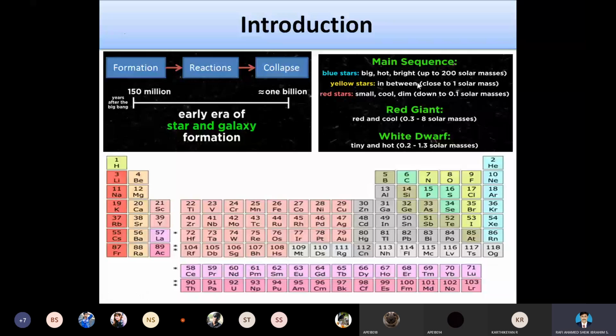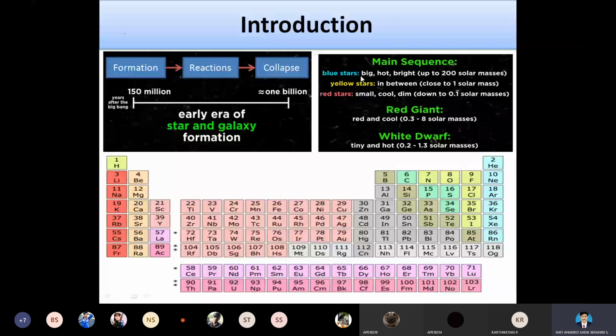In our syllabus, we have the lifetime of the star with respect to two masses: one with a low mass, one solar mass, and another with more than one solar mass. The blue star is the biggest, hottest, and brightest star, because the temperature of the core is very, very huge. Here the formation is up to 200 solar masses. The yellow star is the intermediate stage.